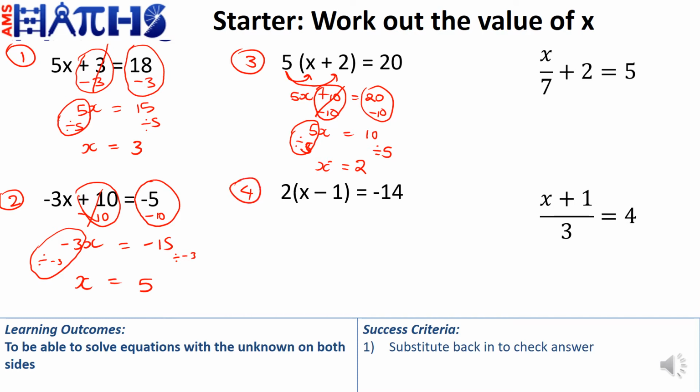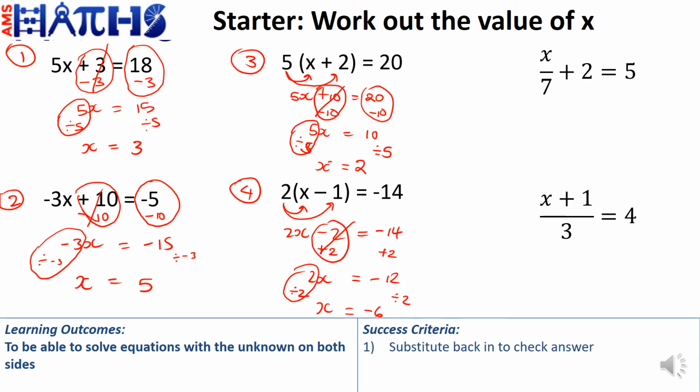Let's look at the next problem. We will expand. So 2 times x is 2x, and 2 times minus 1 is minus 2, and minus 14 on the right there still remains. Then we will add 2 to both sides. So minus 2 plus 2, 0, so we're left with 2x, and minus 14 plus 2 is minus 12. And we'll now divide by 2 on both sides. So 2 divided by 2 is 1, so we're left with x, and minus 12 divided by 2 is minus 6. So our answer is x equal minus 6.